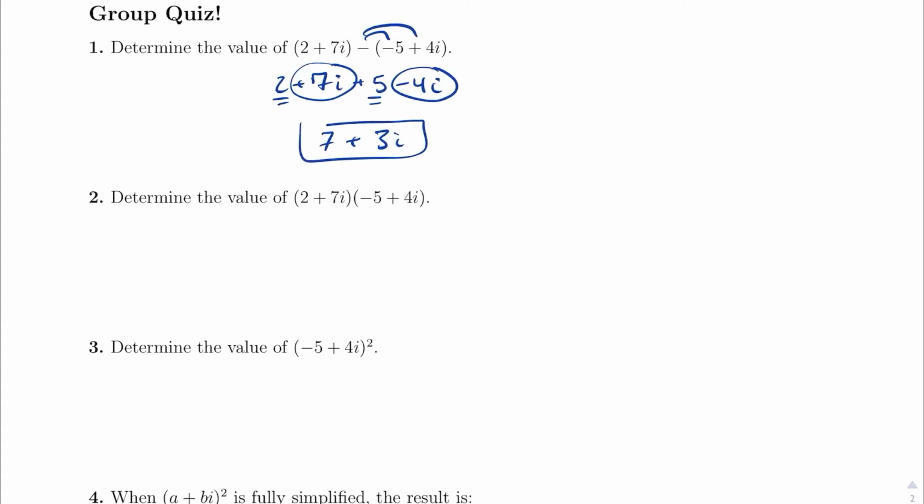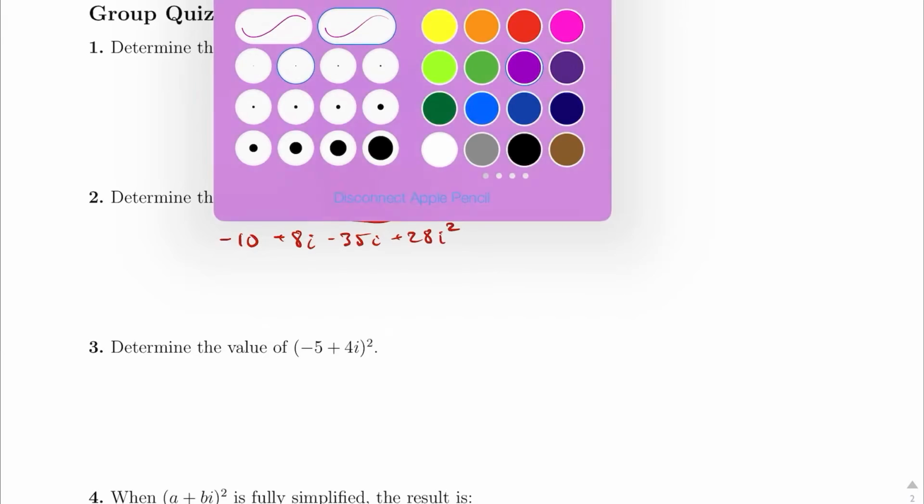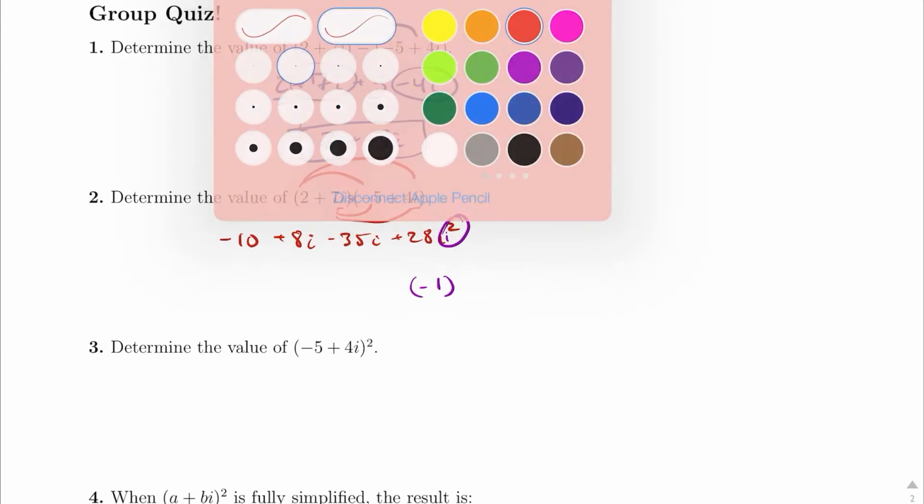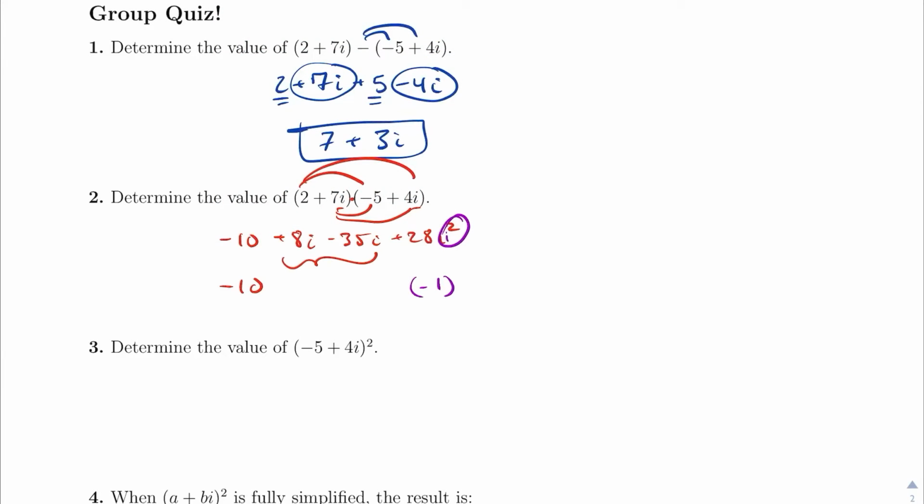For problem 2, the implied operation here is multiplication, so we distribute, giving us negative 10 plus 8i minus 35i plus 28i times i, which is i squared. Here we can recall that i squared is actually the same thing as negative 1. So we're going to get negative 10. Combining like terms here gives us negative 27i plus 28 times that negative 1. That will give us negative 38 minus 27i.